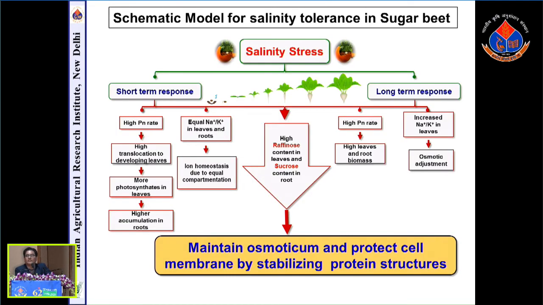And they concluded with this model: raffinose content in the leaves and storage of sucrose in the roots may be the important trait for maintaining osmotic balance and protecting the cell membrane in salinity conditions.